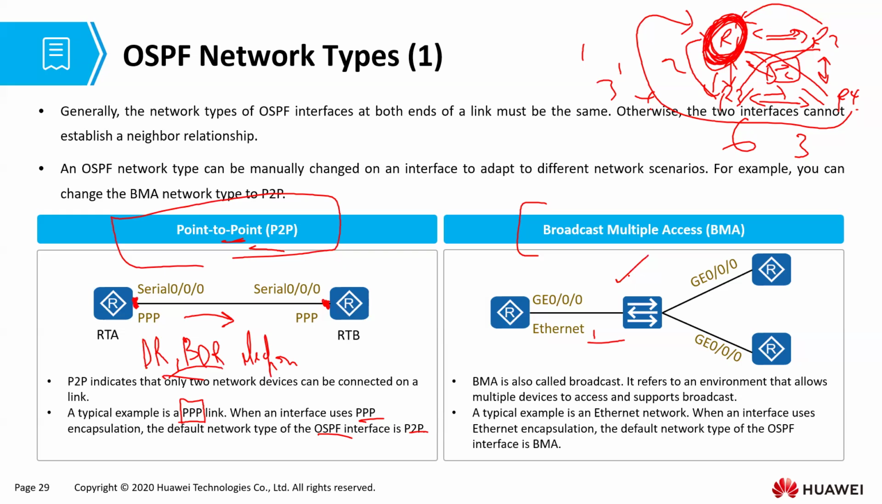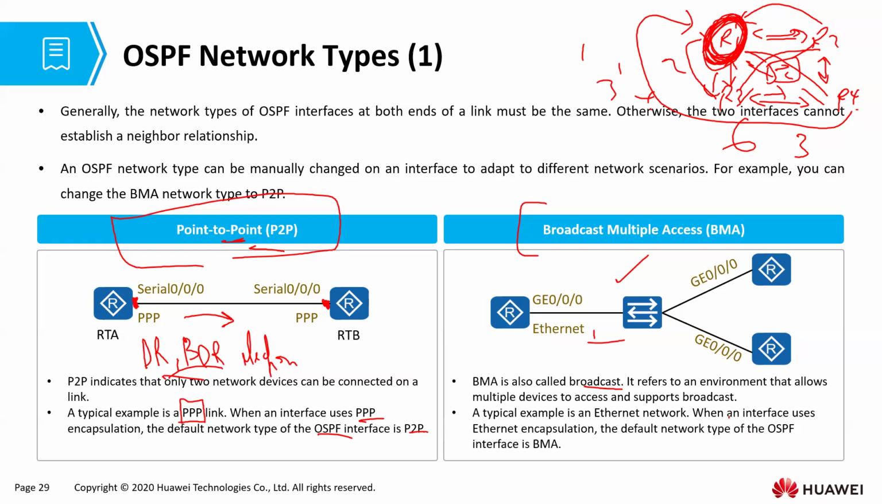This one allows multiple routers on the same segment to communicate. In this one, we have a DR election. It refers to an environment that allows multiple devices to access and supports broadcast. A typical example is an Ethernet network. When an interface uses Ethernet encapsulation, the default network type of the OSPF interface is BMA.